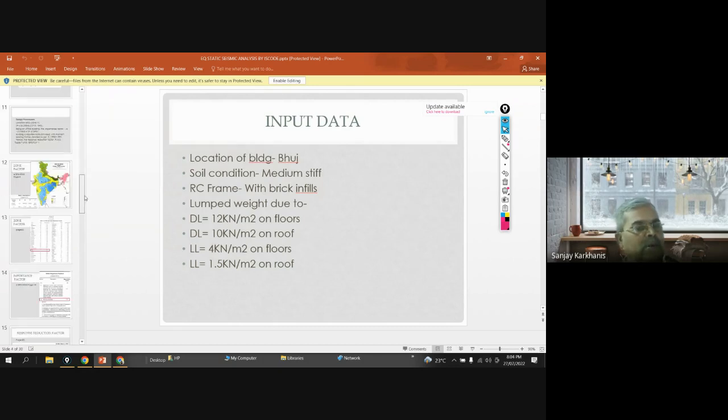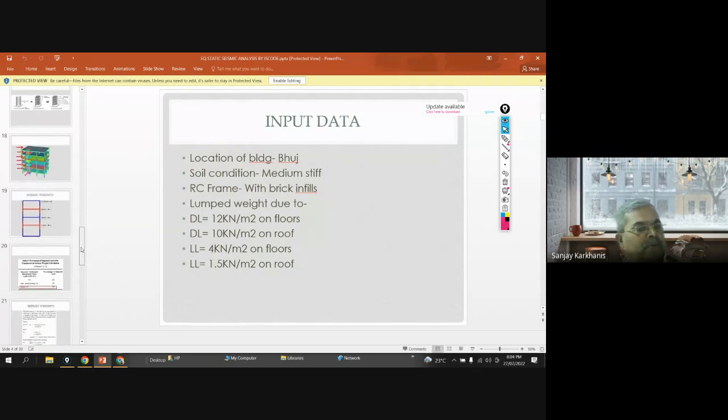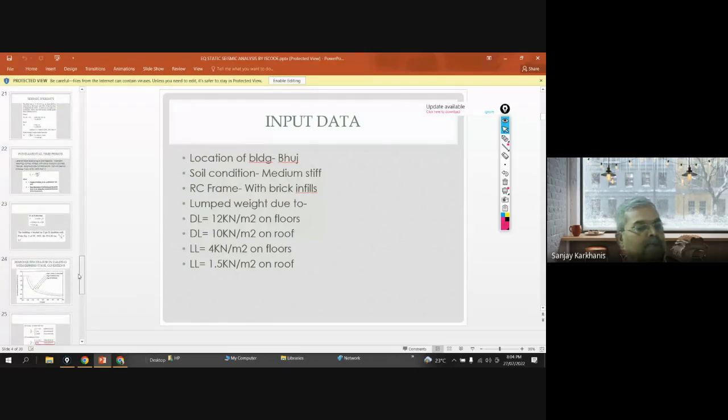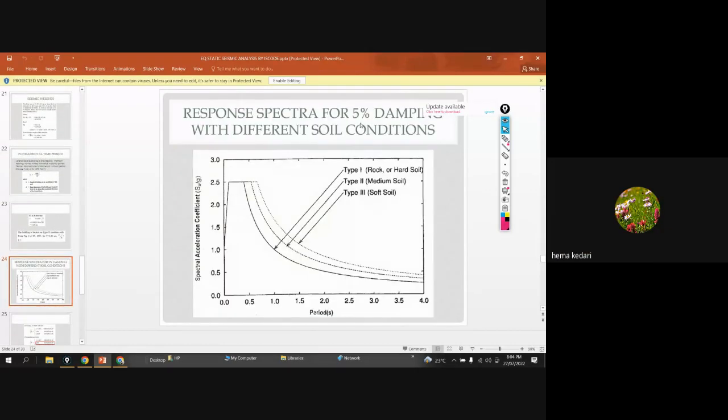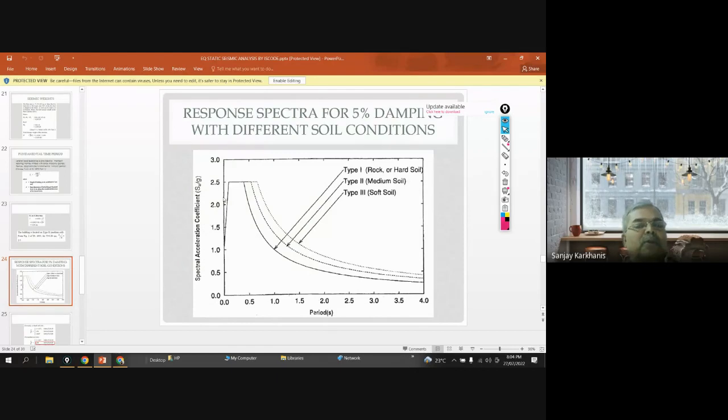Yes. Now, what is this response spectra? Anybody has any information?